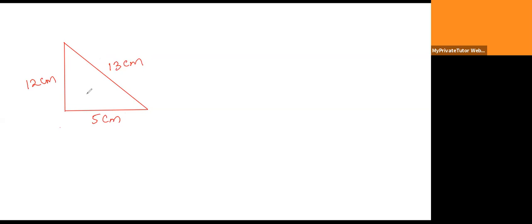Okay. So why am I explaining that? What is the area of this diagram, guys? What is the area of this triangle? What is the area?